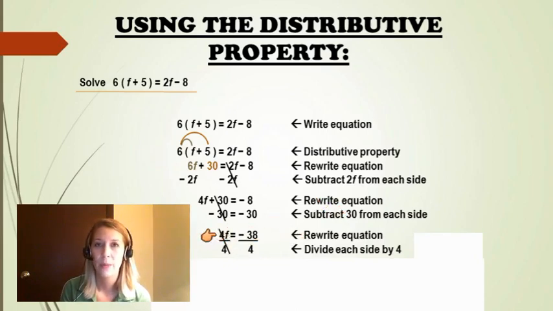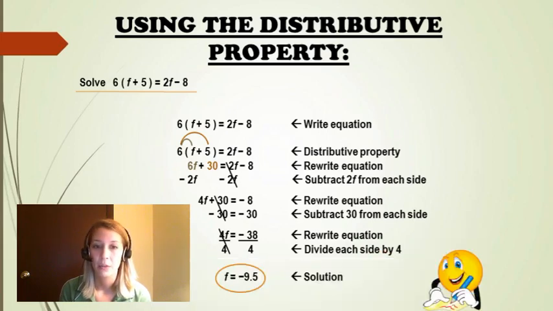And since 4 is being multiplied by our variable f, we need to use the inverse operations in order to get the variable all by itself. So we're going to divide each side by 4 to equal our solution of f equals negative 9.5.